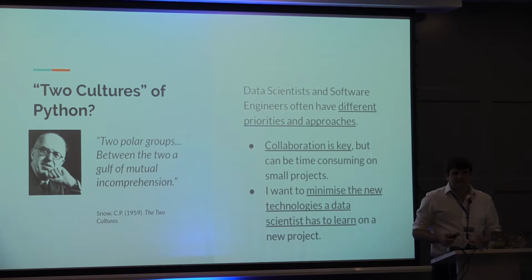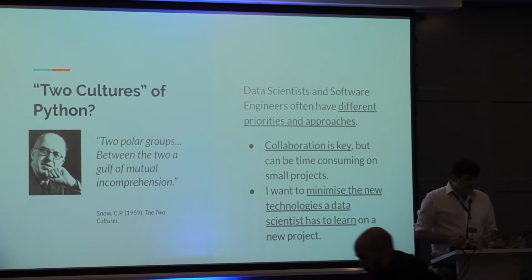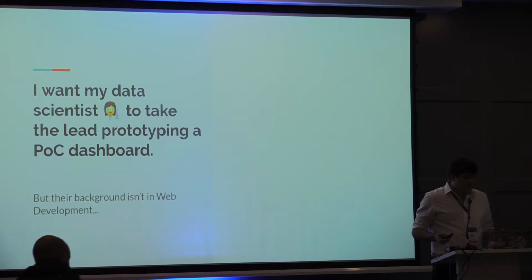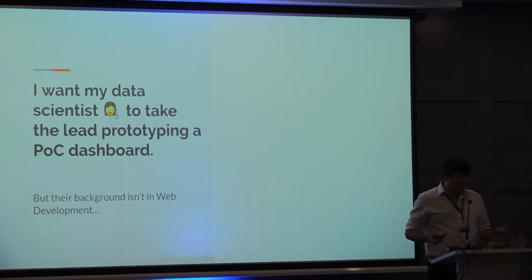But when we're developing alphas or proof of concepts, we really want to be able to empower a data scientist and minimize the new technologies that someone who might have just finished a PhD or whose background is in, say, simulation modeling, needs to learn or start to use in order to be able to build something effective and useful for us. And so exactly, I want my data scientist to take a lead prototyping a proof of concept dashboard.